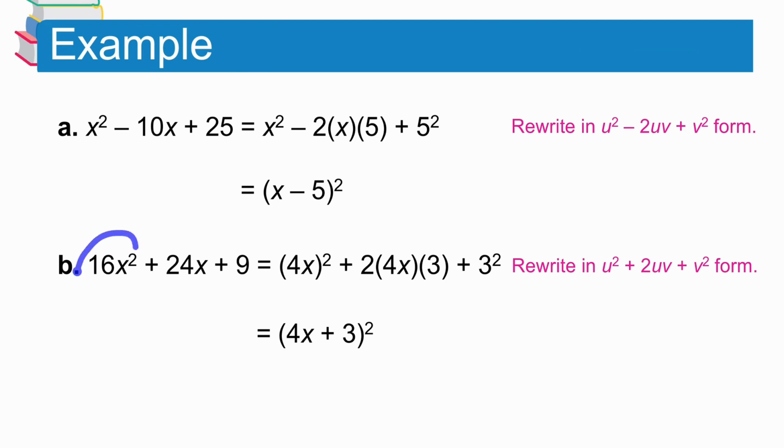We have the same thing here. We can write this as 4x. We can write this as 3. And then if we do 4x times 3, we have 12x, and twice 12x is the 24x. So we recognize that we can have this also as a perfect square. Because it's positive, we have the plus sign here. And so we have the 4x plus 3. And when we FOIL all of that out, we will get our original.